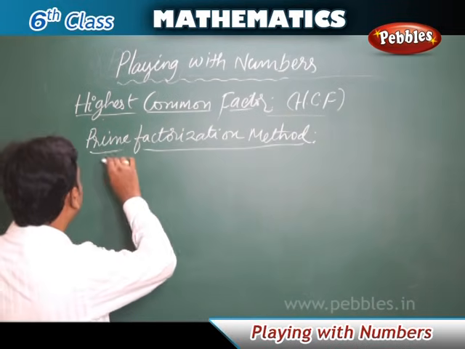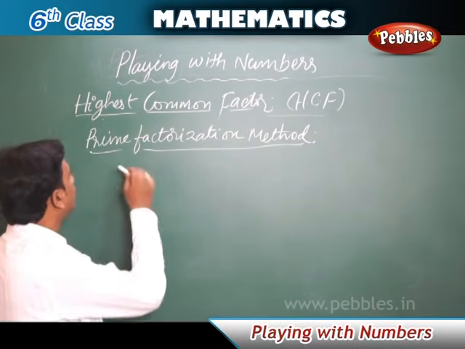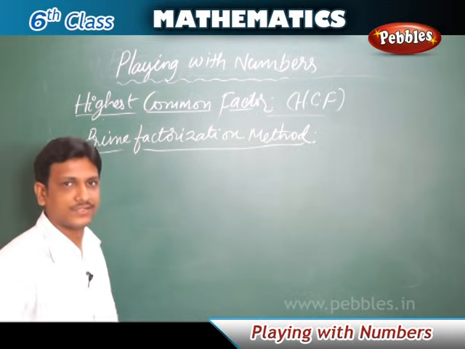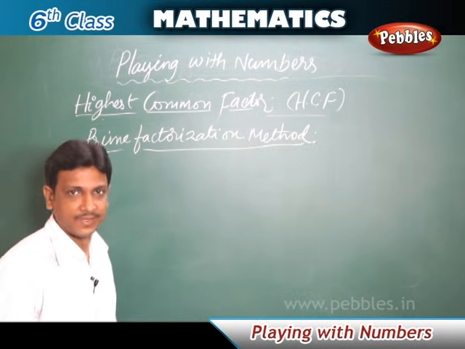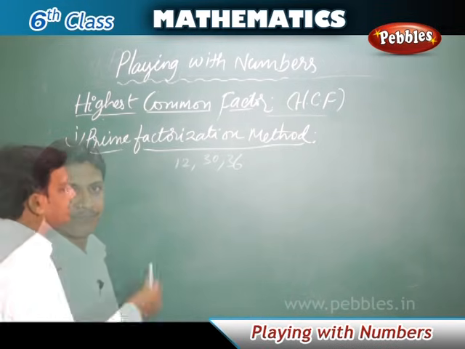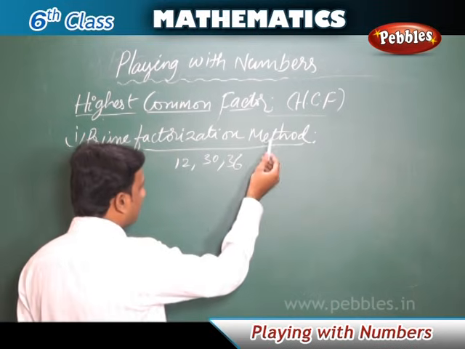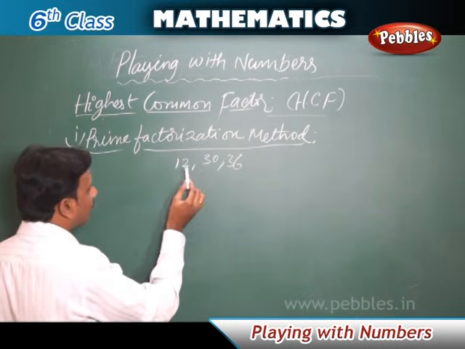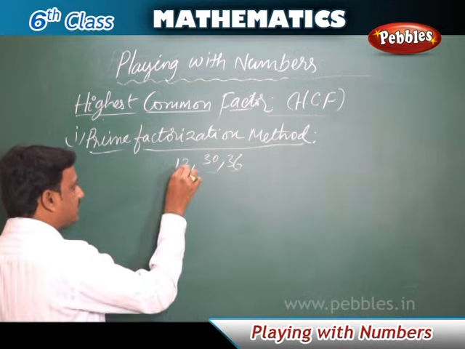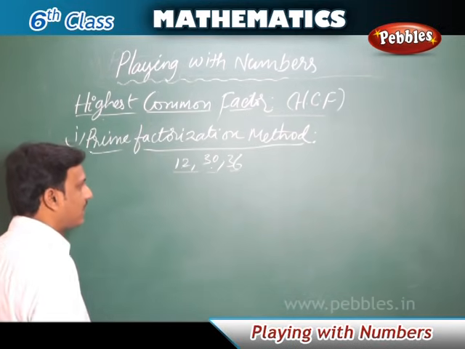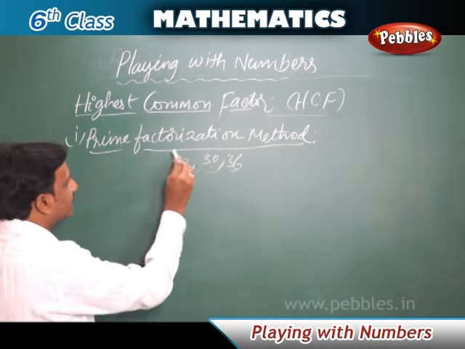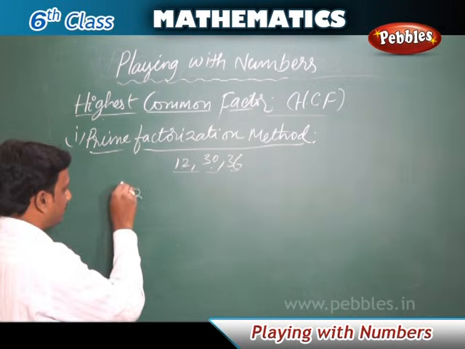Let us see the prime factorization method. We have to find the HCF. How to find the HCF? There are some methods to find the HCF of the given numbers. One such method is the prime factorization method. Using this method, we are going to find the HCF of the given three numbers. We are given 12, 30, 36. Now let us find the HCF of these three numbers using the prime factorization method.